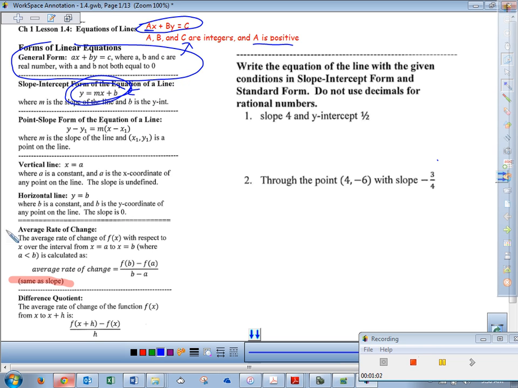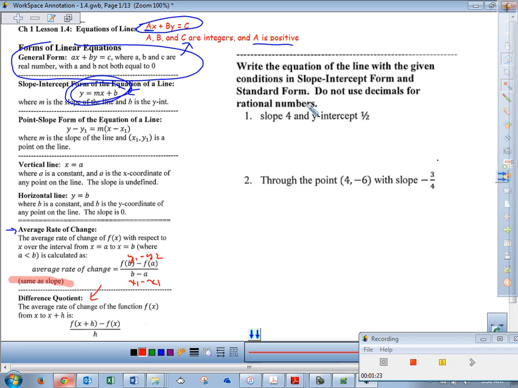When they ask you to find the average rate of change, they've got a very fancy formula right here. It's the same as slope because this is like f of b minus f of a. Well, these are your y values, if you will, y1 minus y2. And these are your x values, x1 minus x2. So average rate of change, same thing as finding the slope. And then here's the new thing for today, finding the difference quotient, which we'll talk about on the back side.